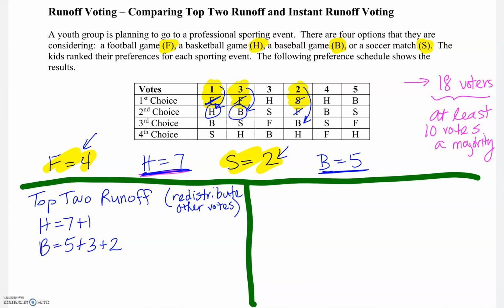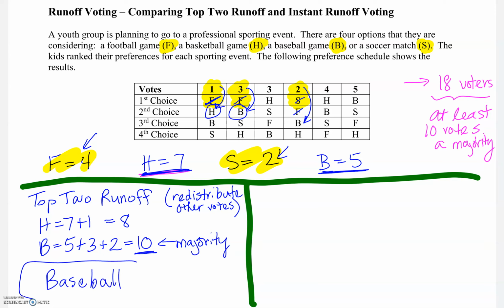And so now we've redistributed all of the votes from football and soccer, and we total that up. Basketball gets 8 and baseball gets 10, and there's a majority. So the idea with a runoff is that you're trying to achieve a majority, and once you do, you're done. So in this case, baseball wins. Okay, that's the choice. So in top 2, we eliminate everyone right off the bat except for the 2 people who got the most first place votes.